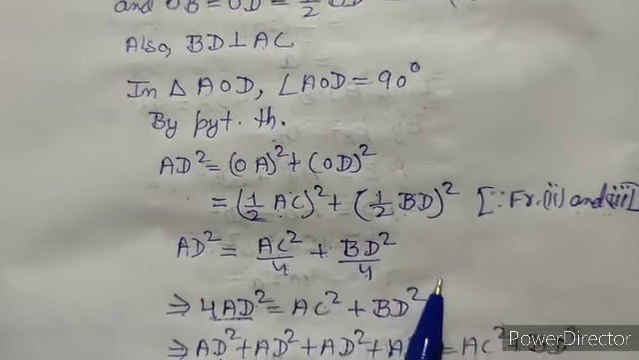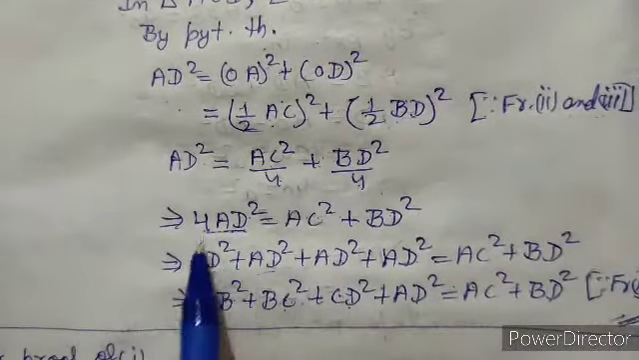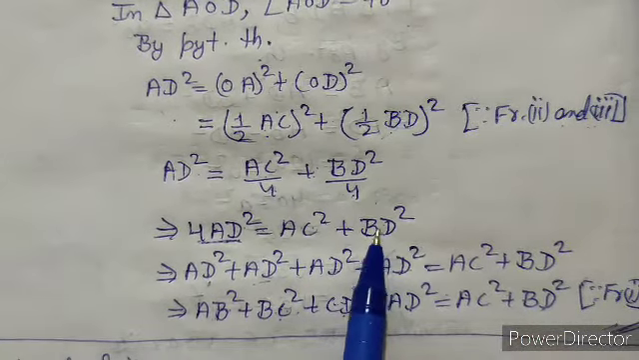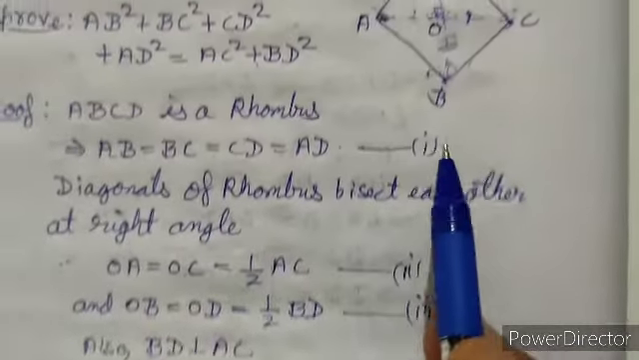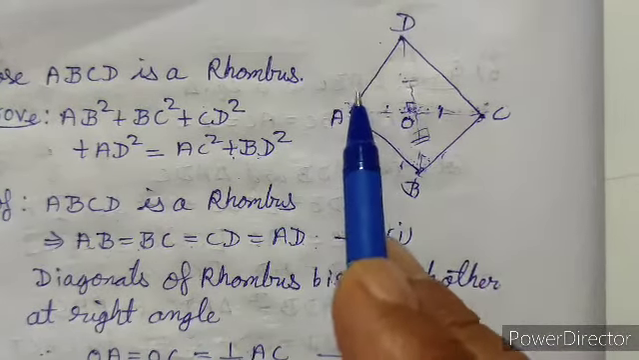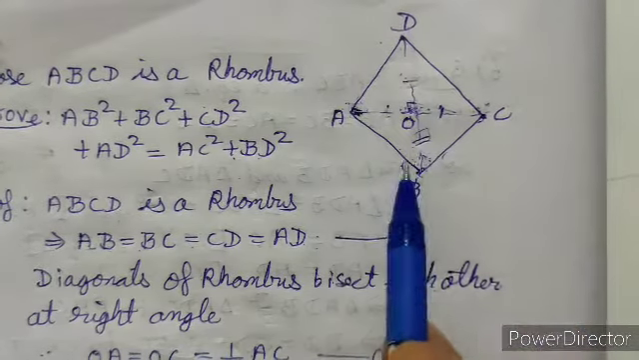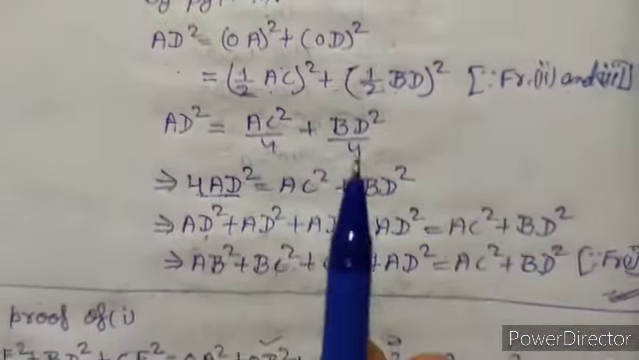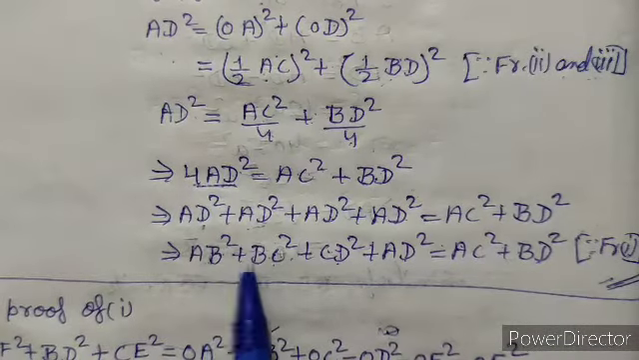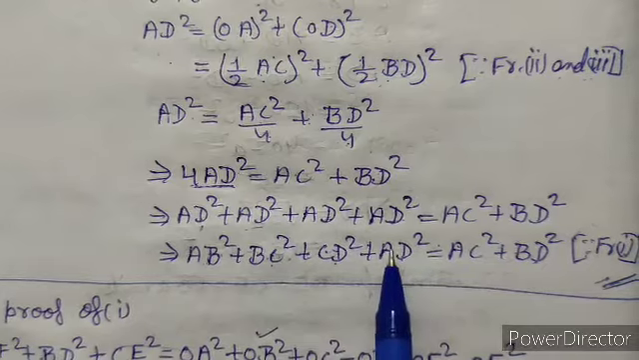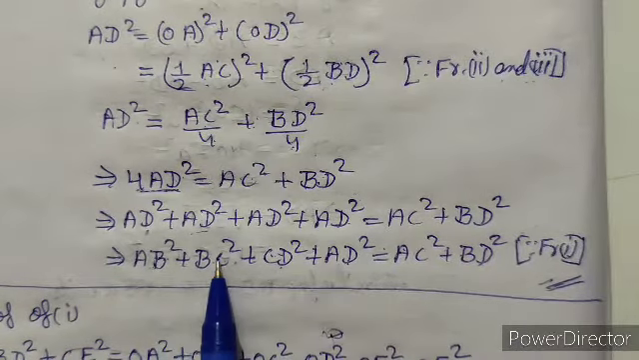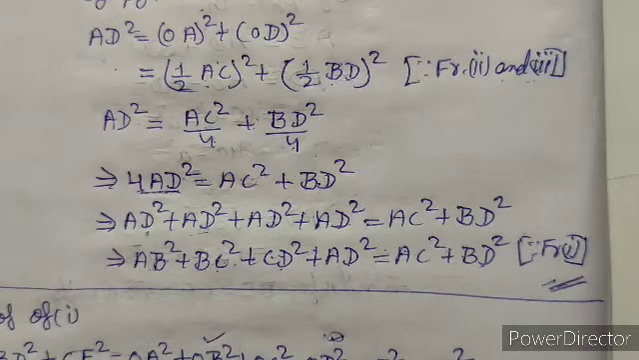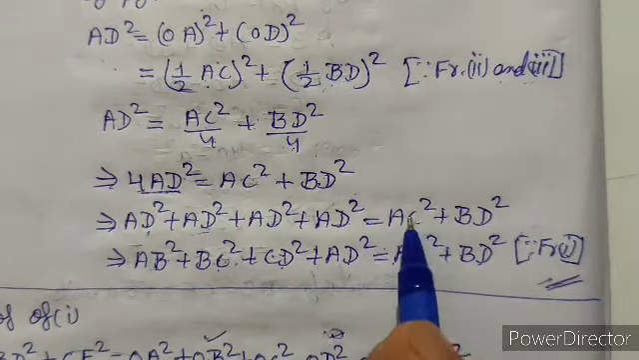and that will give us 4AD square equal to AC square plus BD square. Now as sides of a rhombus are equal, 4AD square can be written as AB square plus BC square plus CD square plus AD square. So in place of 4AD square, we can take AB square plus BC square plus CD square plus AD square, as AB equal to BC equal to CD equal to AD, and that will be equal to AC square plus BD square.